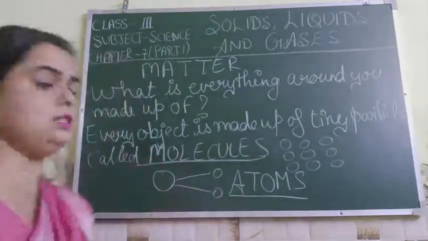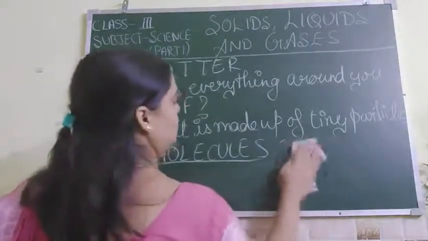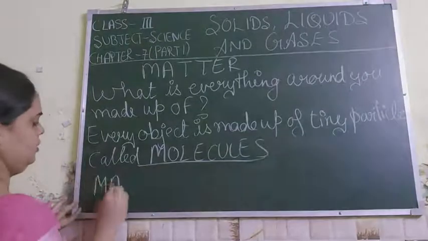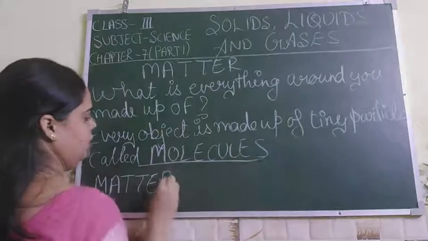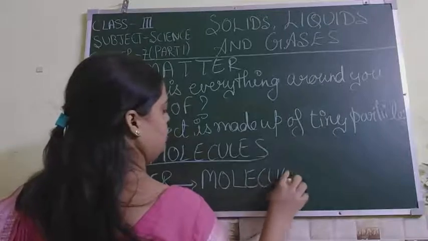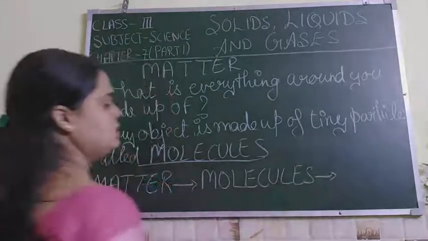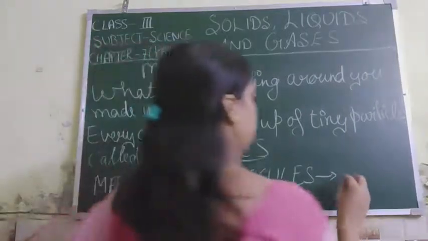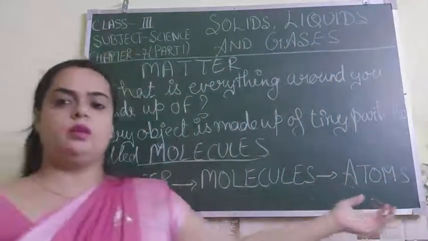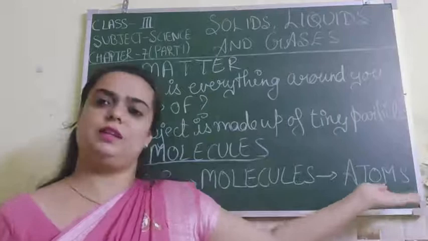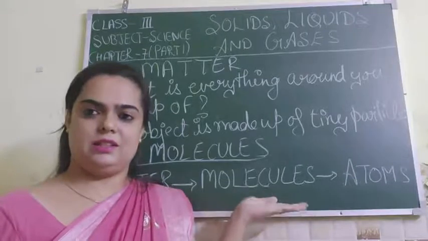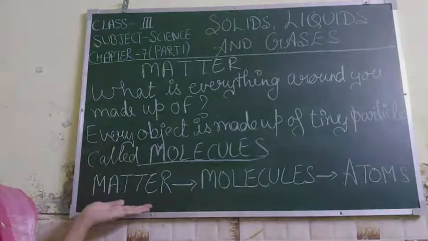Now, by this we can say that matter is made up of molecules, and molecules are made up of atoms. Okay, very tiny particles called atoms, when they are collected together they form molecules. When the molecules are collected together they form matter.